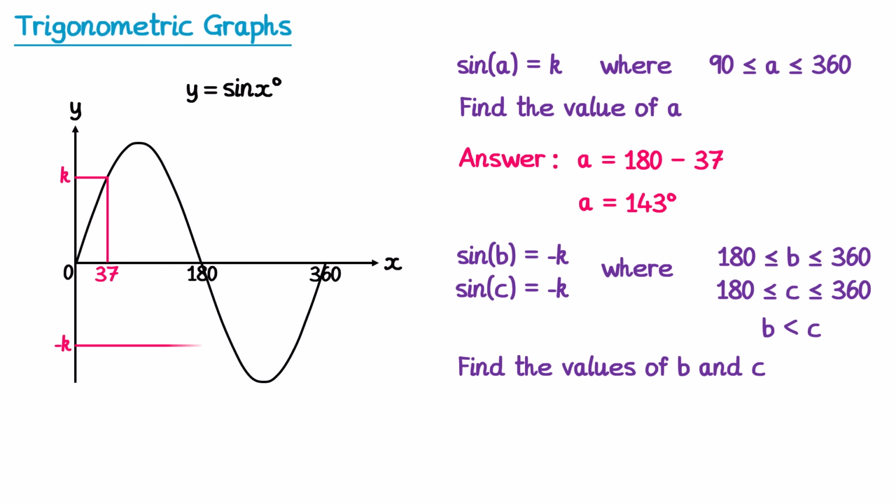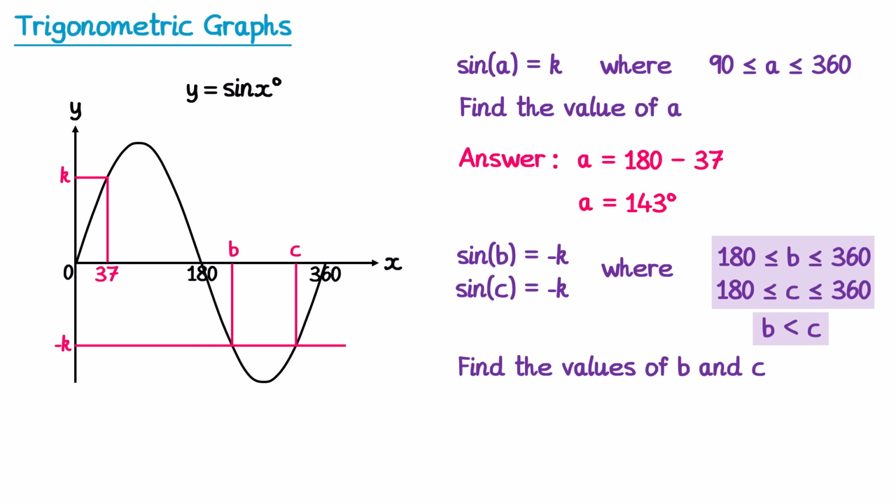So if we draw a horizontal line across, we can see this crosses the graph in two places, here and here. So these must be the values of b and c. And we can see from the inequalities we're told b and c are in between 180 and 360, and we can see from the graph that these two are. We're also told that b is less than c, so this means the one on the left must be b, and the one on the right must be c.